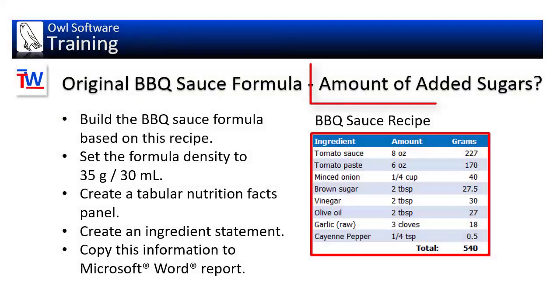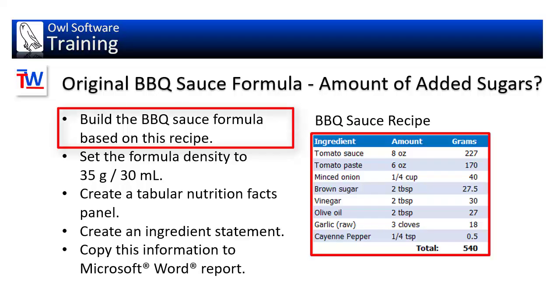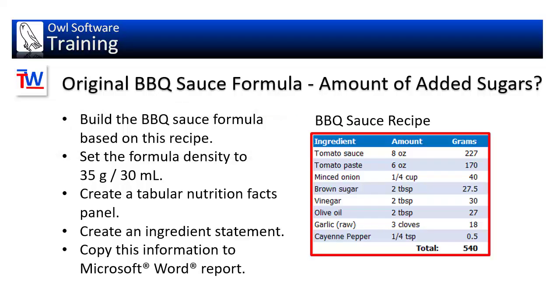The main goal, at the moment, is to determine if there are added sugars in the barbecue sauce. To accomplish this, we will build the barbecue sauce formula based on this recipe. We will set the formula density to 35 grams per 30 milliliters.